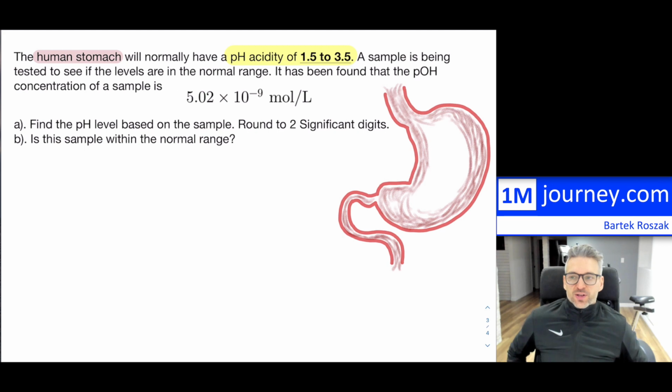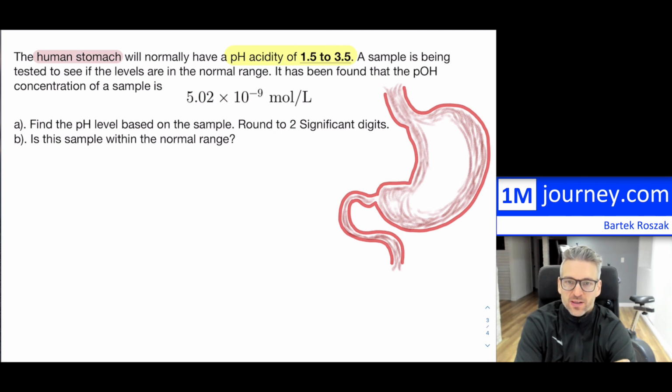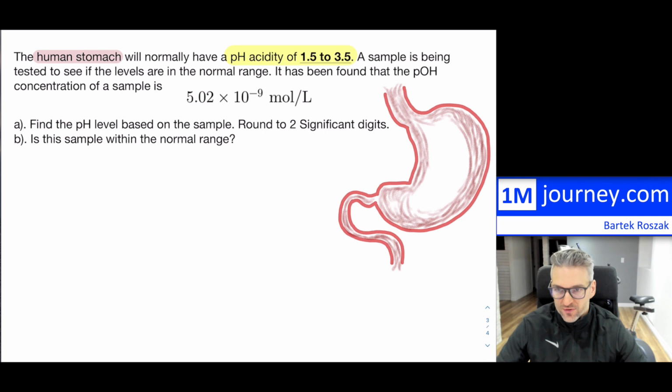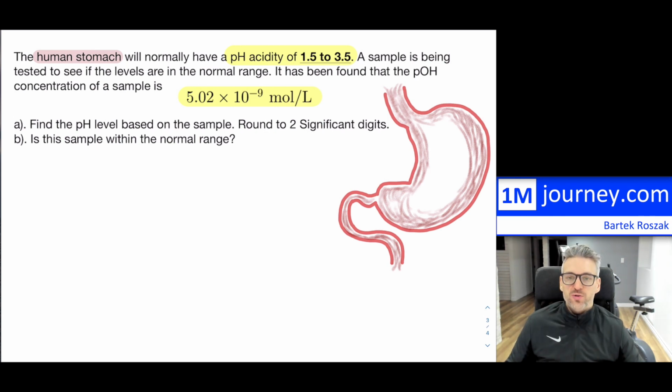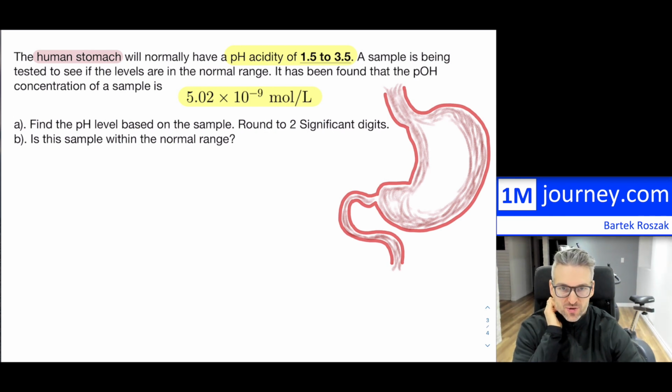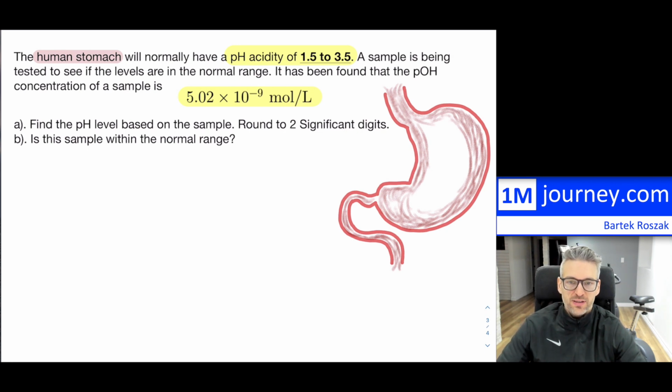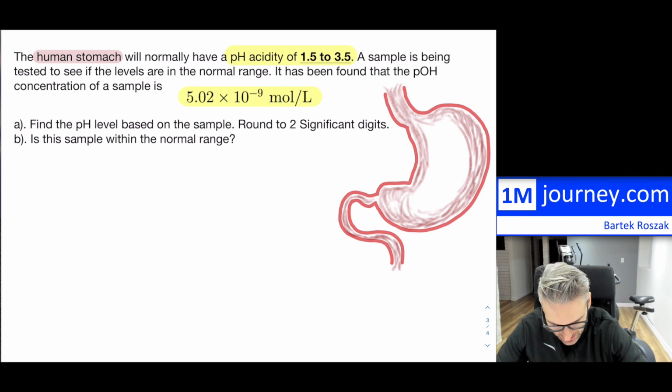A sample is being tested to see if the levels are in the normal range, between 1.5 and 3.5. It has been found that the pOH concentration of a sample is 5.02 times 10 to the negative 9 moles per liter. Find the pH level based on this sample and then round the answer to 2 significant digits. All right, so we'll do that.